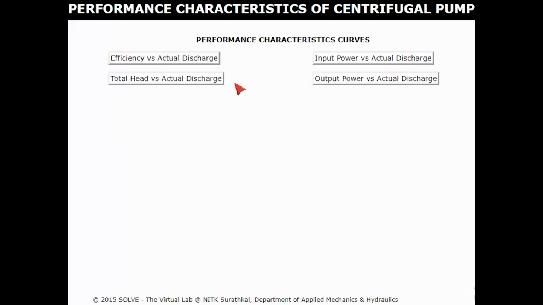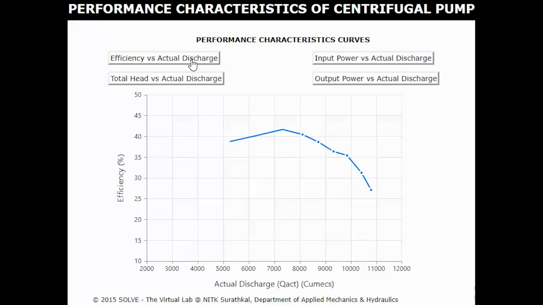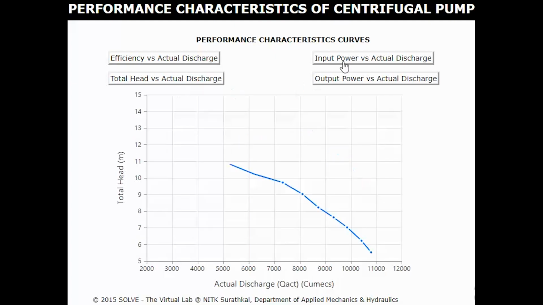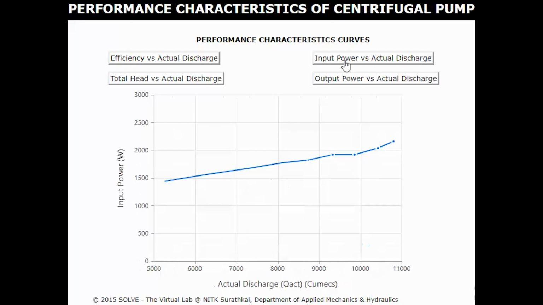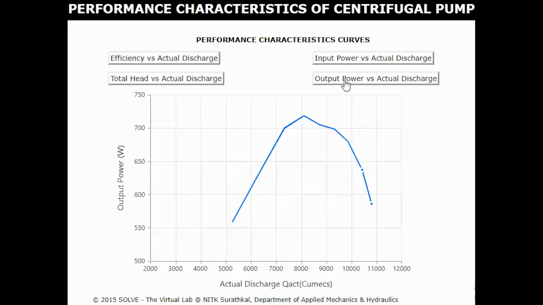These are the performance characteristic curves for this current experiment. Click here on the efficiency versus actual discharge to see the plot. Total head versus actual discharge. Input power versus actual discharge. Output power versus actual discharge.